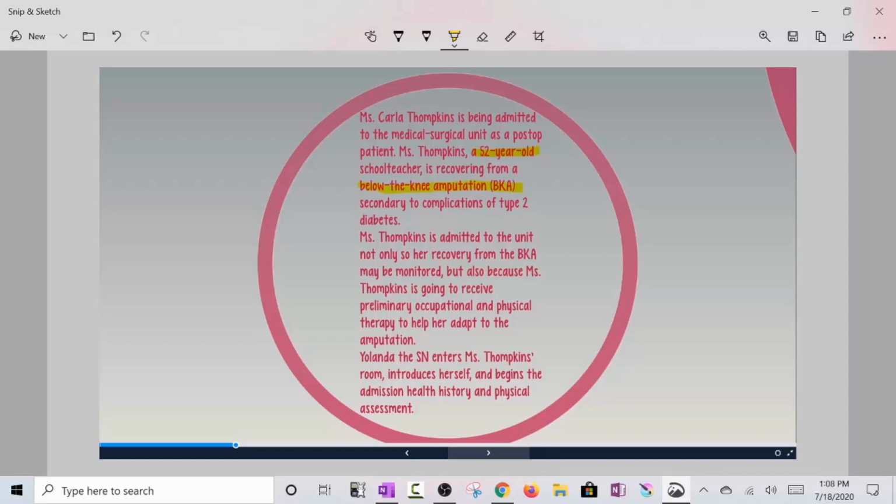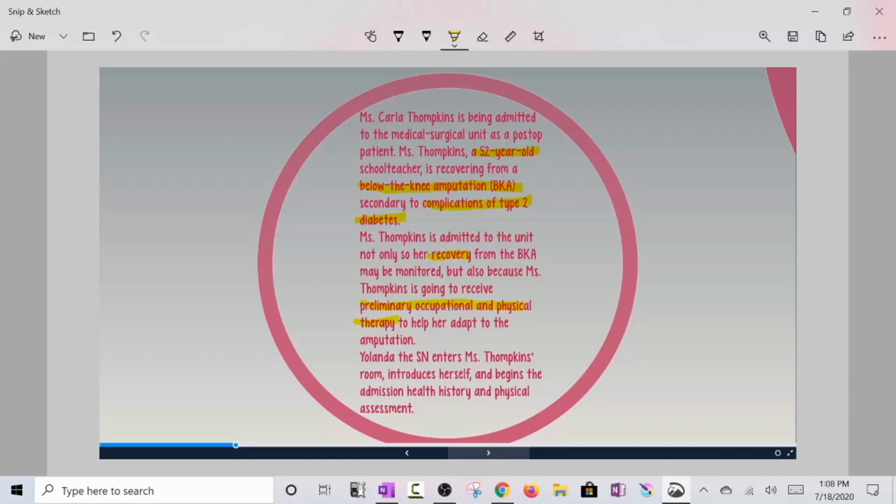She is here for recovery, so we can just highlight recovery, and then I'm going to highlight she's here for her therapies. Okay, and also, sorry, I forgot, it's due to complications of diabetes. So what we highlighted is 52-year-old, below the knee amputation, complications of type 2 diabetes, recovery, and preliminary occupational and physical therapy.